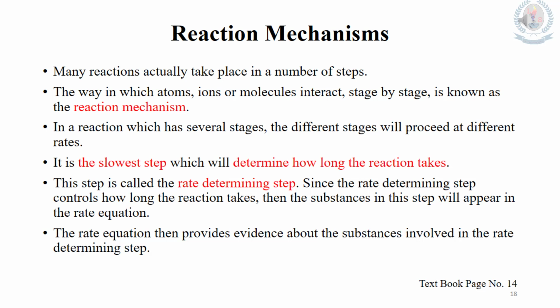In a reaction which has several stages, or multi-step reactions, the different stages will proceed at different rates, maybe fast or maybe slow. The slowest step will determine how long the reaction takes. So this step we call the rate determining step. This rate determining step controls how long the reaction takes. Then the substances in this step will appear in the rate equation.